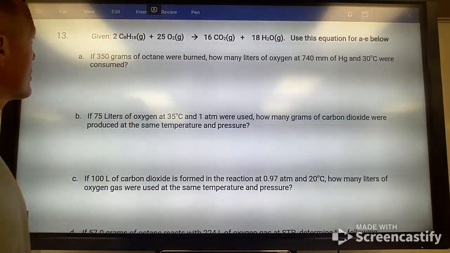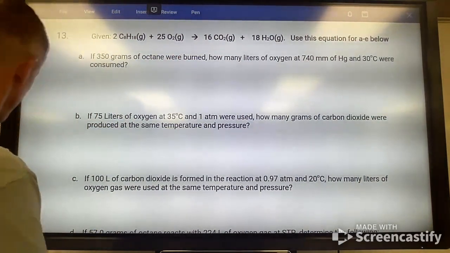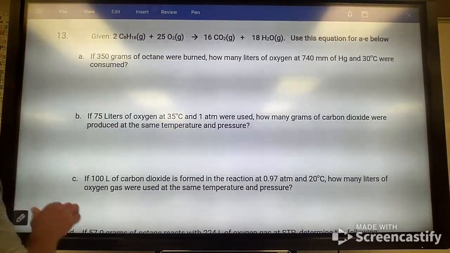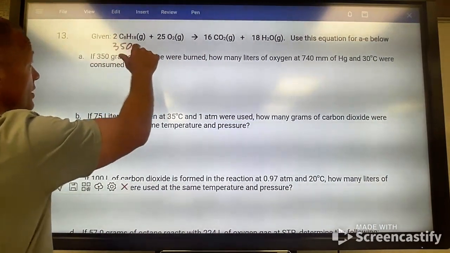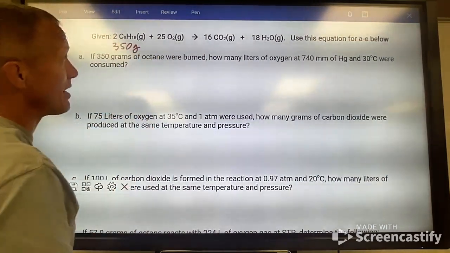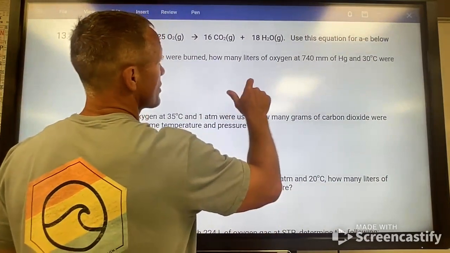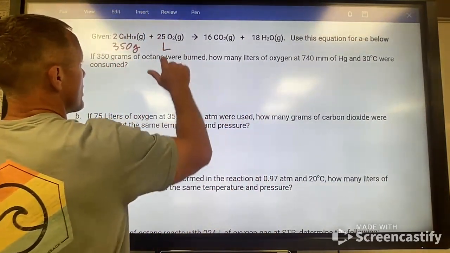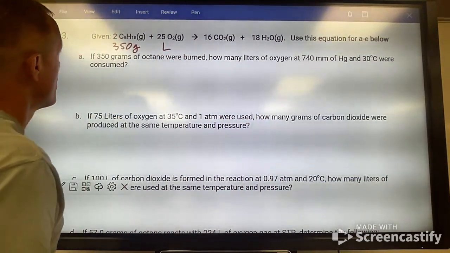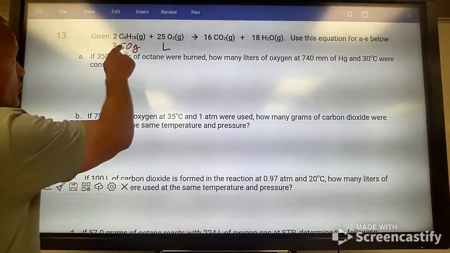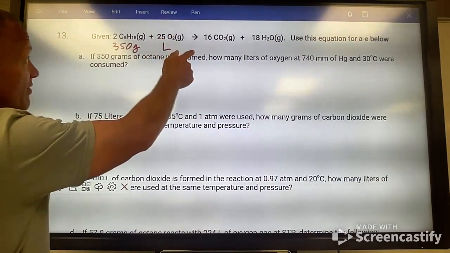I'm going to walk through some of these. Some of them I'm going to go through fairly quickly. This was when you have 350 grams of octane, so you've got 350 grams of this that are burning. So how many liters of oxygen would be used with it? But you're not at STP, so we cannot use 22.4 liters. So I'm going to start with stoichiometry, work my way to moles of oxygen, and plug in to PV = nRT.